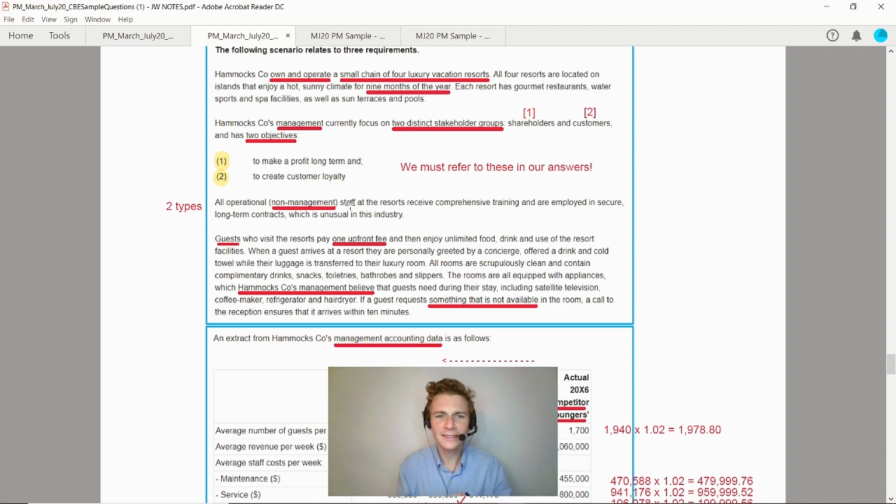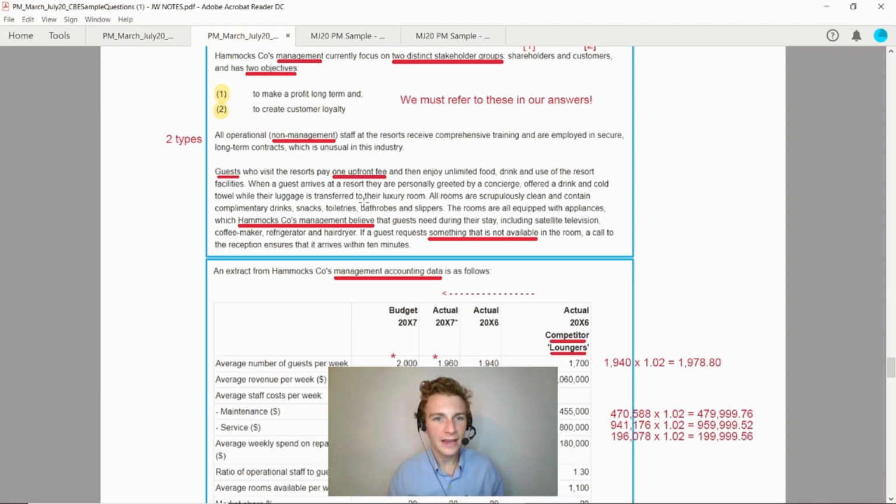But then you've got to ask yourself, well, what are the objectives? Well, to make a profit long term, so key things, these you've got to retain in your mind, and to create customer loyalty. Okay? So hence shareholders and customers. So let's keep scrolling down on here.